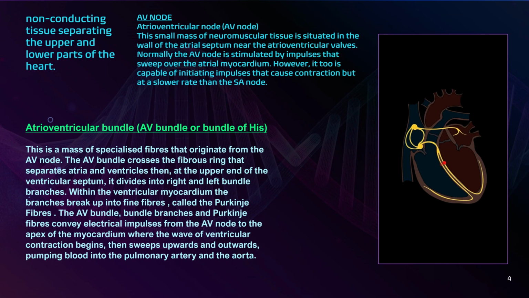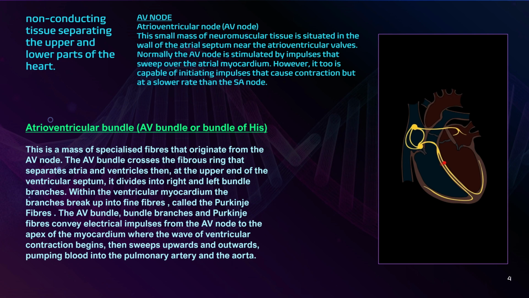AV node, atrioventricular node. This small mass of neuromuscular tissue is situated in the wall of the atrial septum near the atrioventricular valves. Normally, the AV node is stimulated by impulses that sweep over the atrial myocardium. However, it too is capable of initiating impulses that cause contraction but at a slower rate than the SA node.